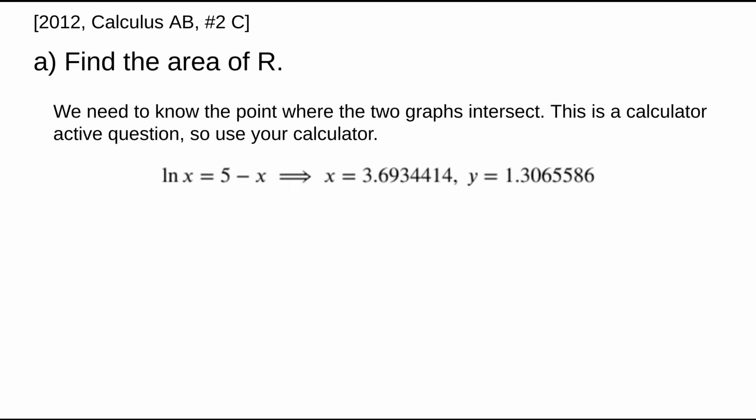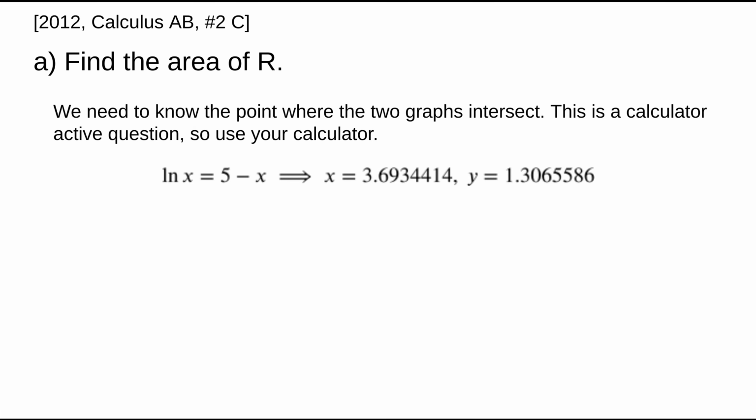All right, so it's a calculator active question. Use your calculator to figure out the solution to the equation natural log of x equals 5 minus x. If we do that, we find that the two graphs intersect at x equals 3.6934414 and y equals 1.3065586. Notice the extra precision here.